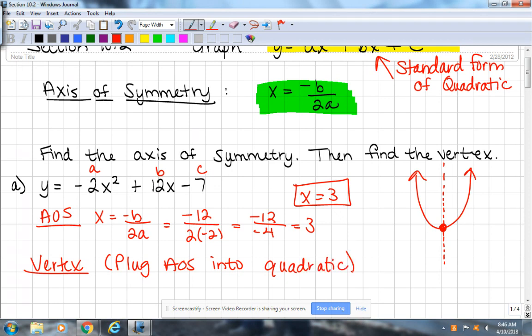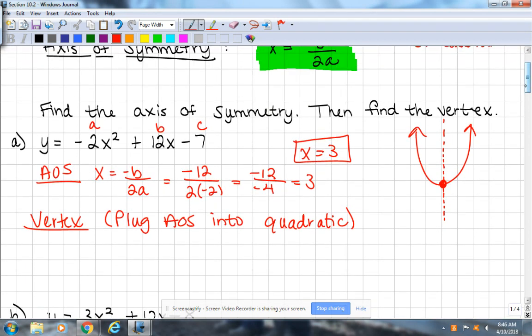What's a quadratic? The equation with the x squared in it. Right? So I'm going to erase this because it's really not to do with this graph. That was just to show you all parabolas in general. This graph, of course, is upside down. So we're going to take the original equation, which is this right here, and everywhere I see an x, I'm going to put in a 3 because that's what I got for my AOS.